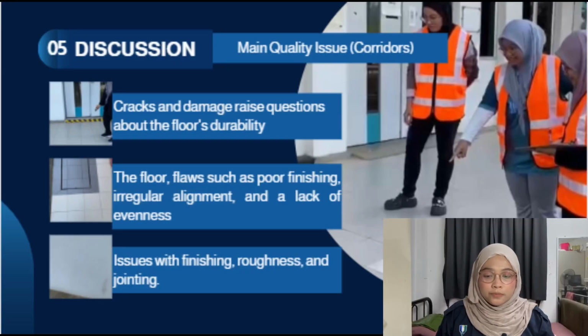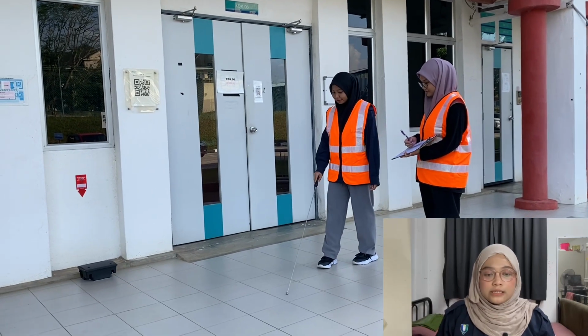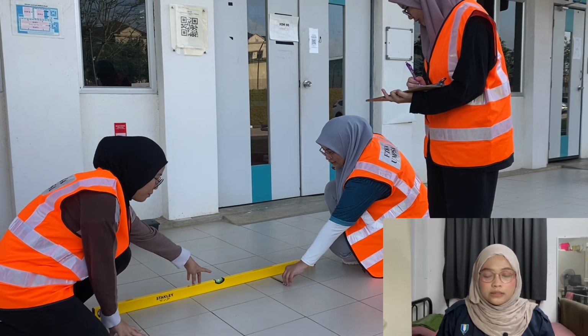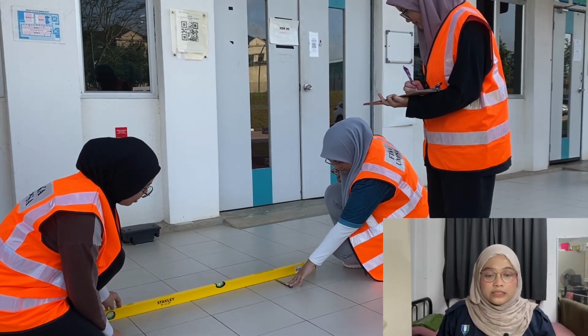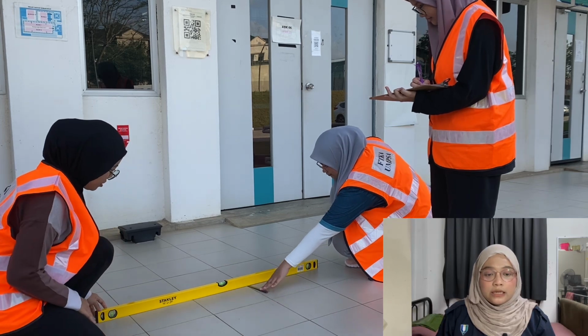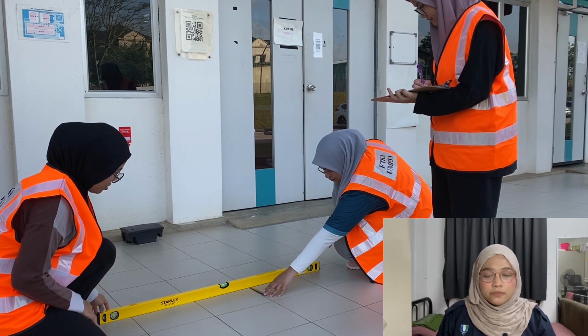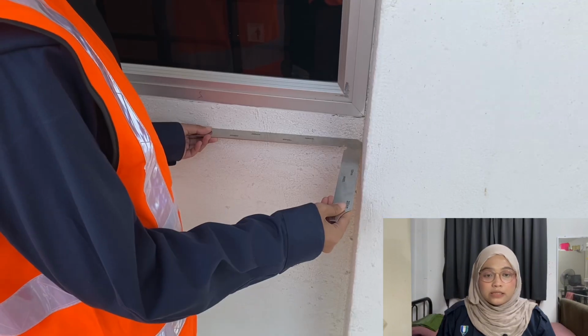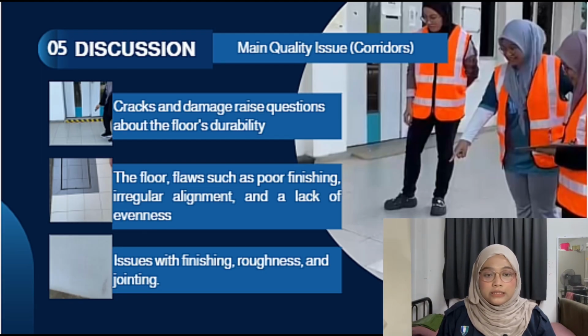I would like to continue the presentation with the assessment of the corridor circulation area in Block X. The inspection of Block X finds various flaws in its structural and functional components. Starting with the floor, flaws such as poor finishing, irregular alignment, and a lack of evenness suggest a lack of attention to detail during installation. Furthermore, cracks and damage raise questions about the floor's durability. Despite these flaws, there is no existence of hollowness or delamination.